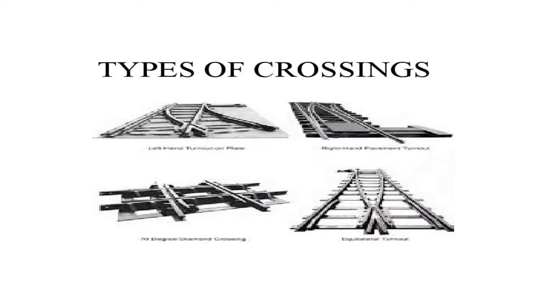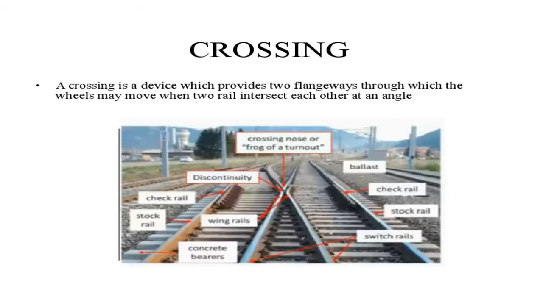In today's class, we will go through the different types of crossing which you can see on the railway track. Now you know that a crossing is a device which provides two flangeways through which the wheels may move when two rails intersect each other at an angle. What you can see in the figure is the components of a crossing.